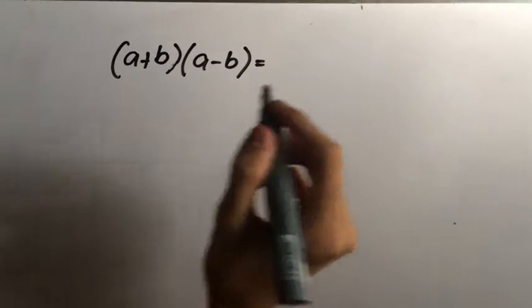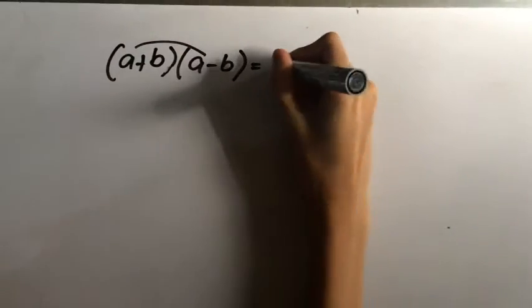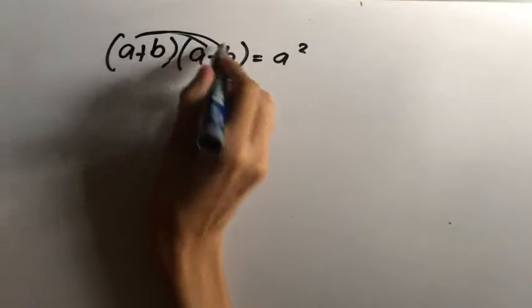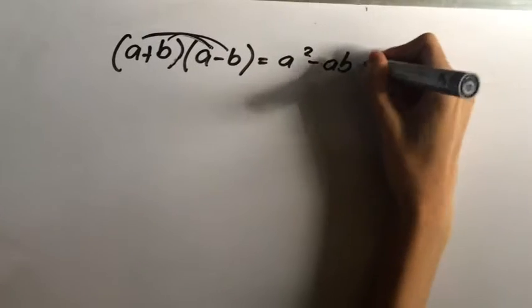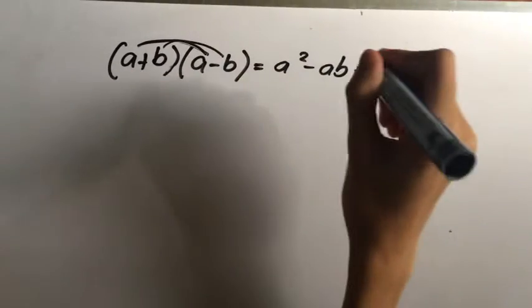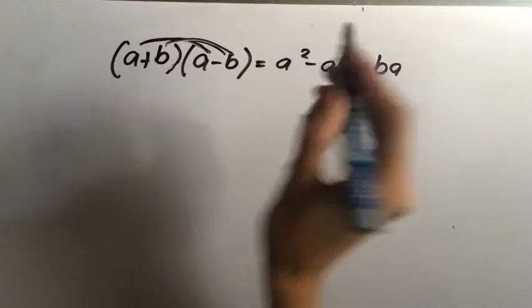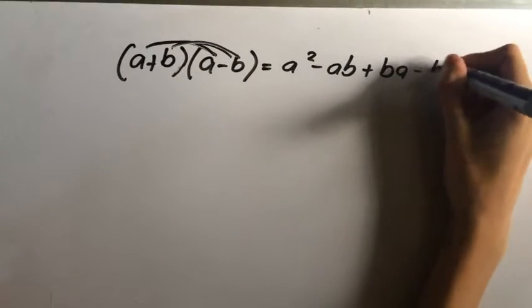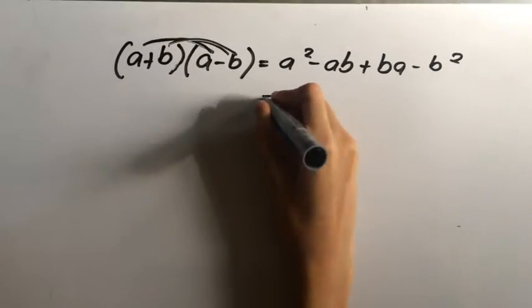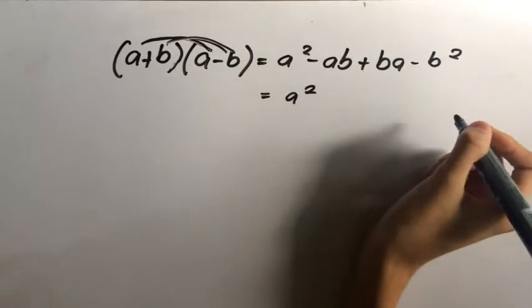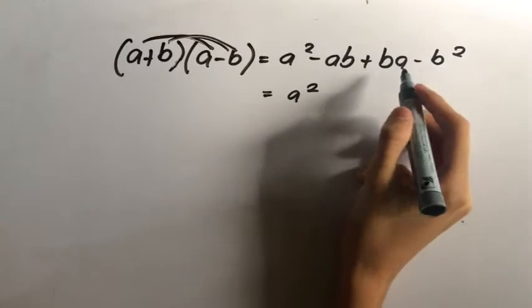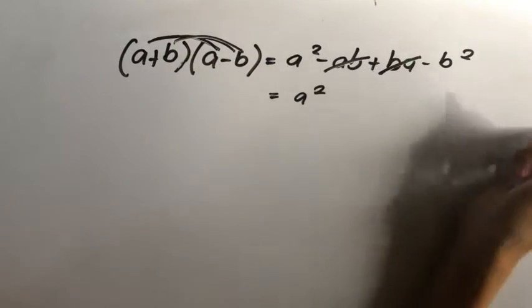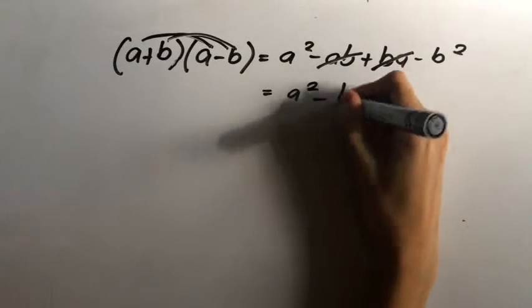So for another topic, (a + b) times (a - b). So using again the FOIL method, a times a, a squared, a times negative b, minus ab, b times a, plus ba, or ab, then b times b, minus b squared. So combining the like terms, a squared, then you have negative ab plus positive ba, or ab, then we will eliminate them, then minus b squared.